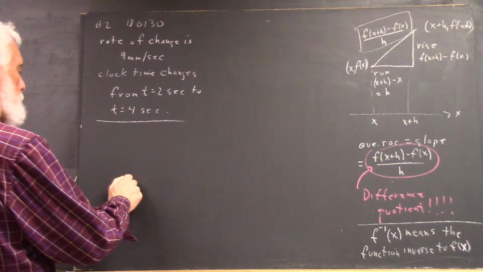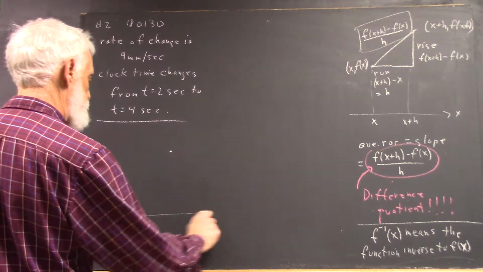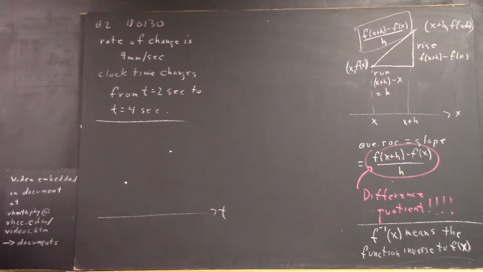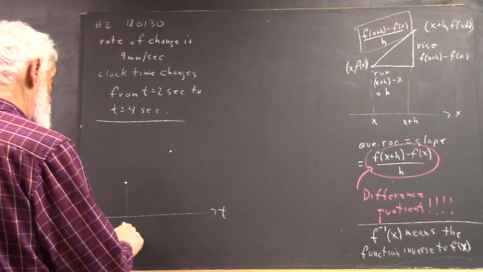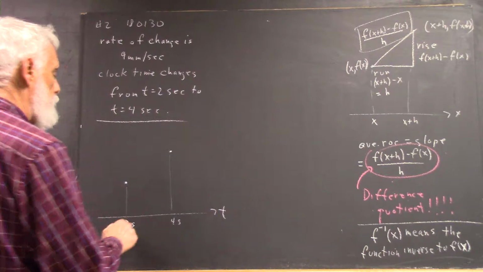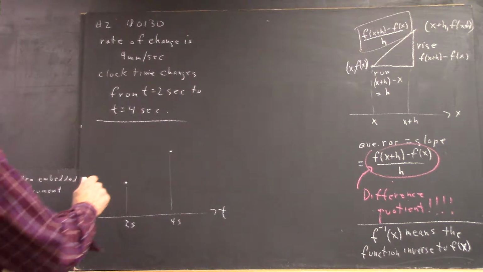Well, what do we know? We know if we do a graph, we don't know what the y-coordinate is here or here, okay? But we do know what the t-coordinates are. They're 2 seconds and 4 seconds, right? And what else do we know? The interval. Yeah, we know the rate of change. What's that tell us about the graph? The slope is. Right, that's the slope, right? Okay.